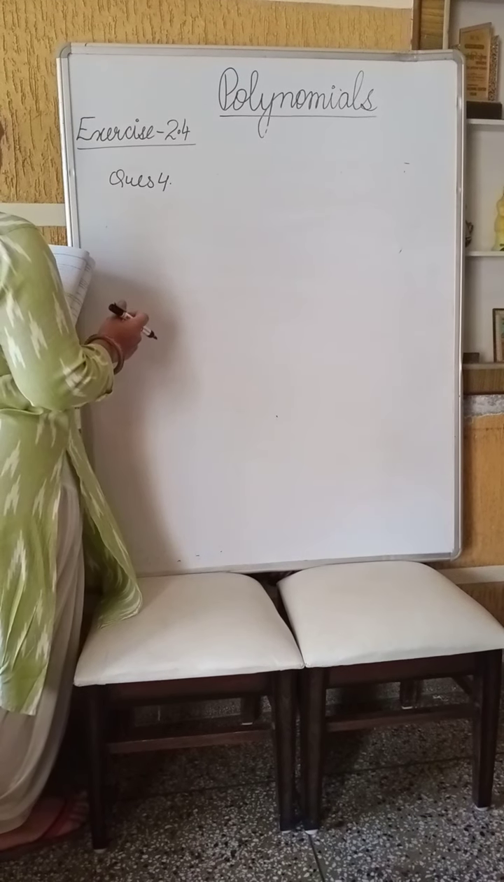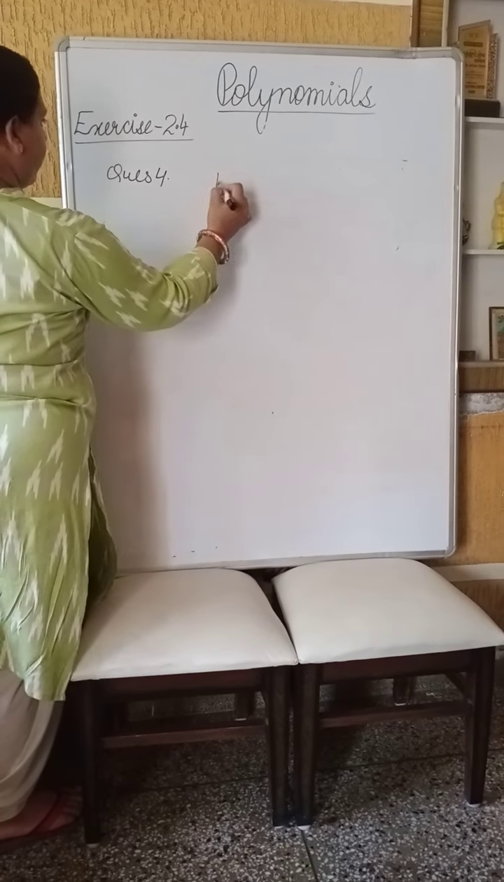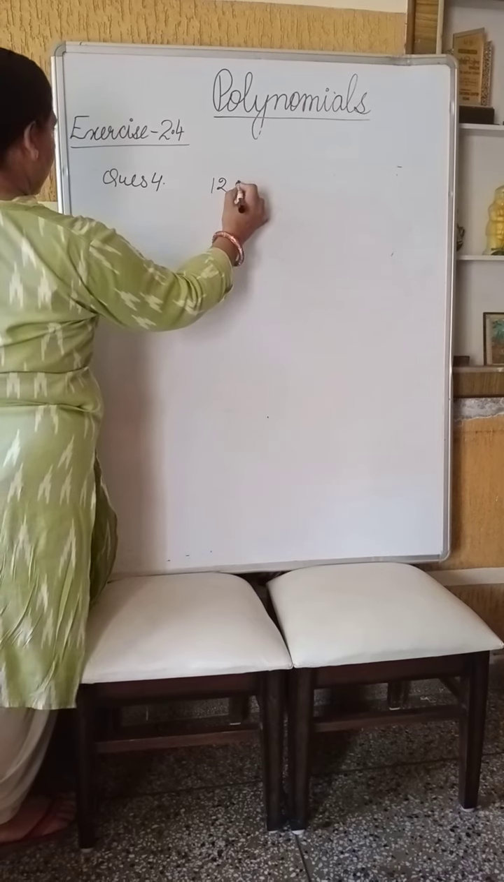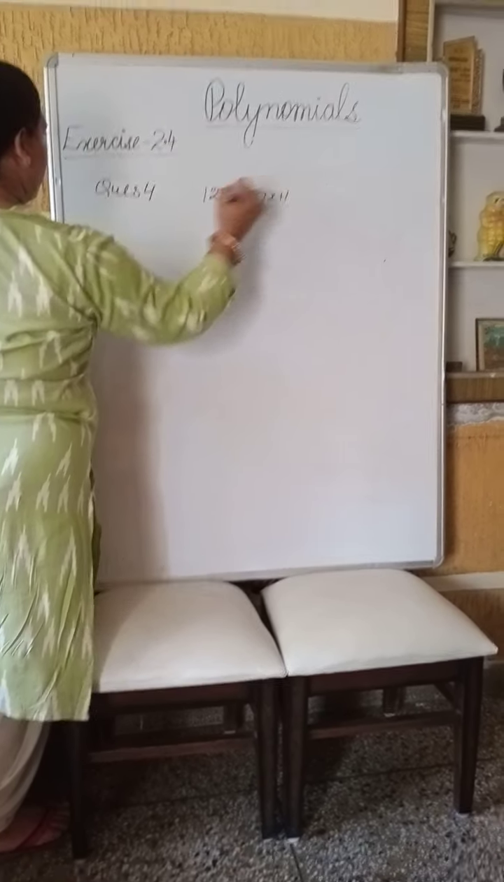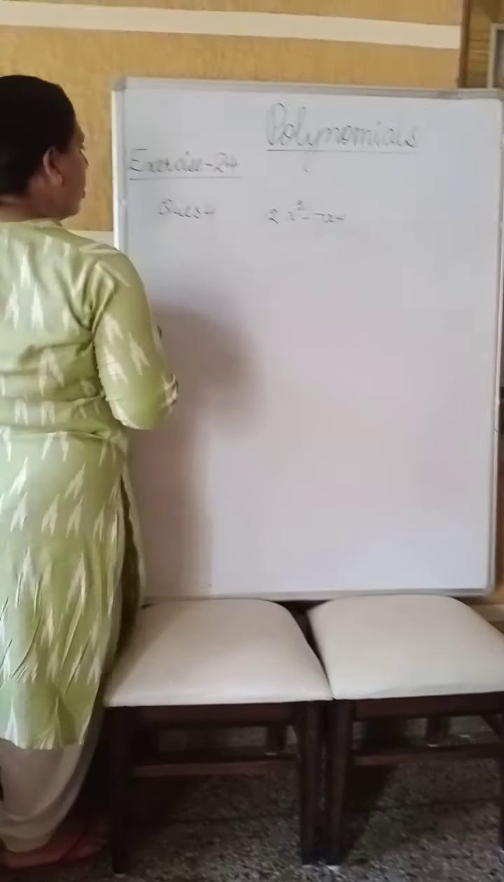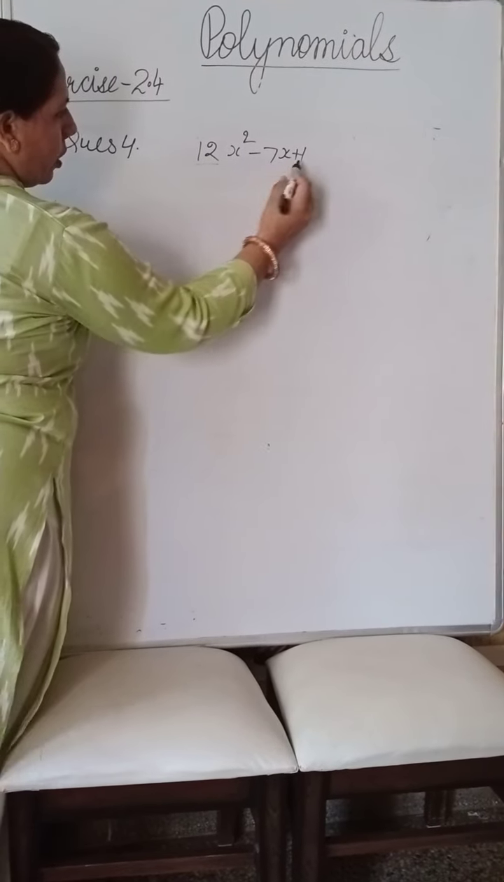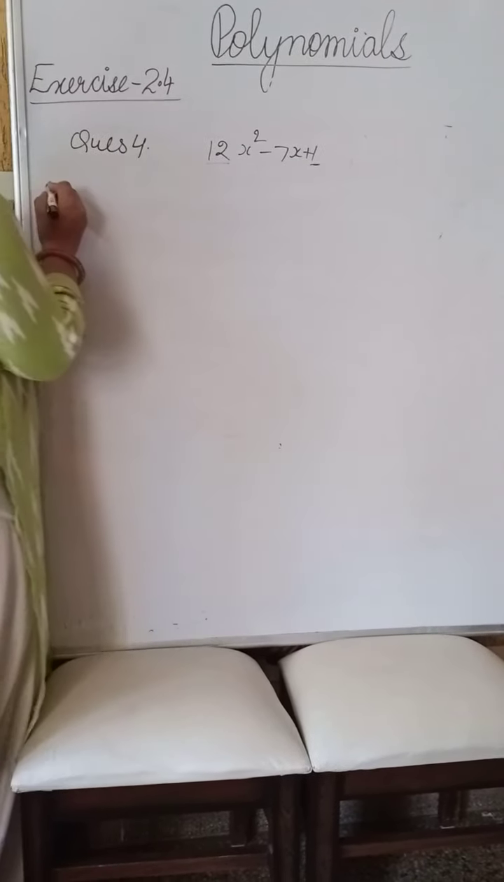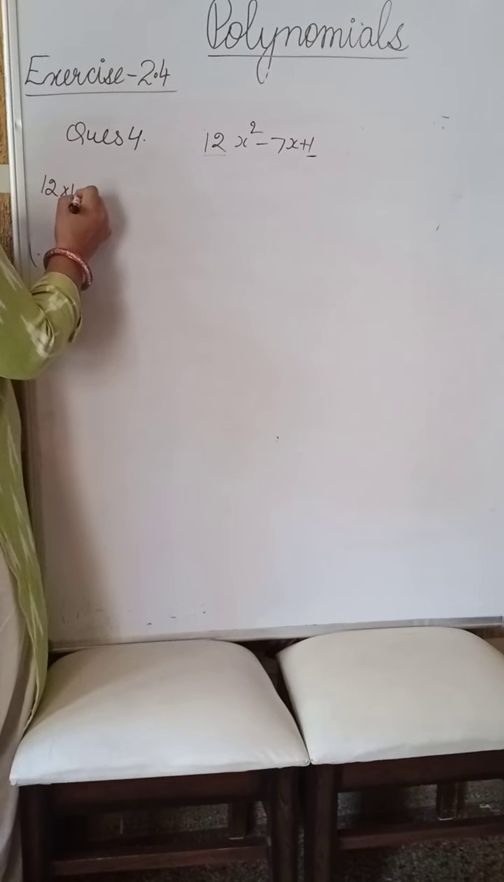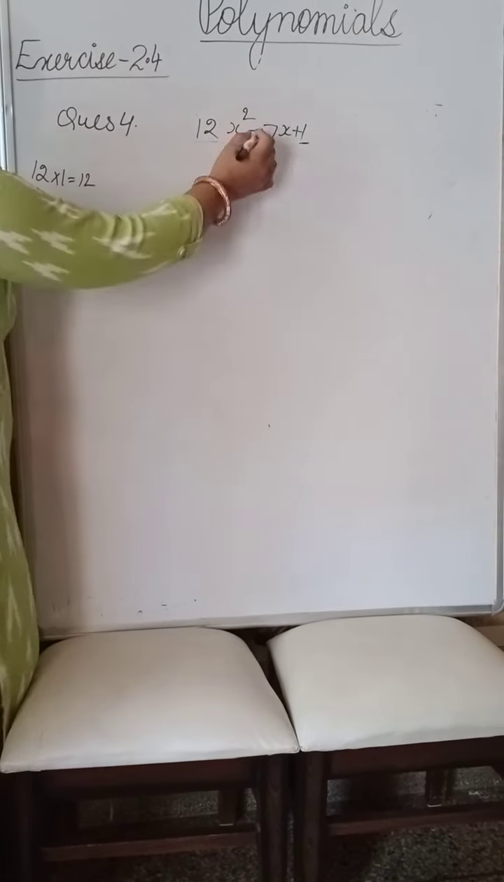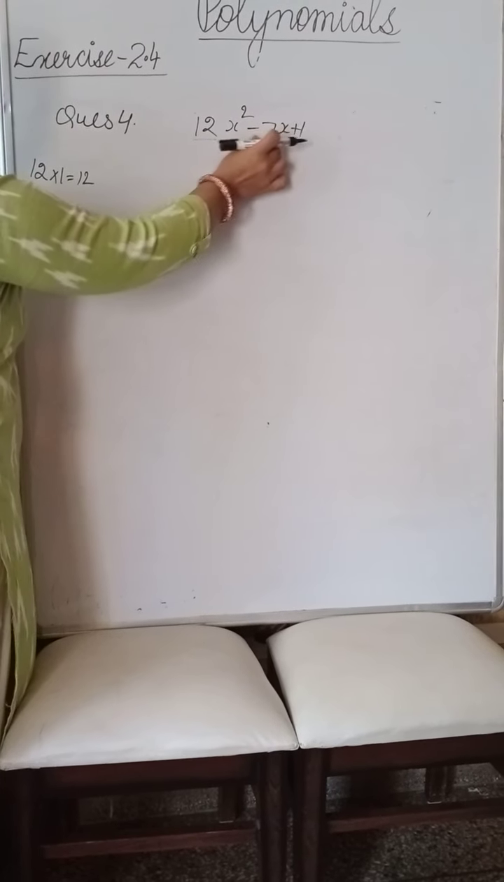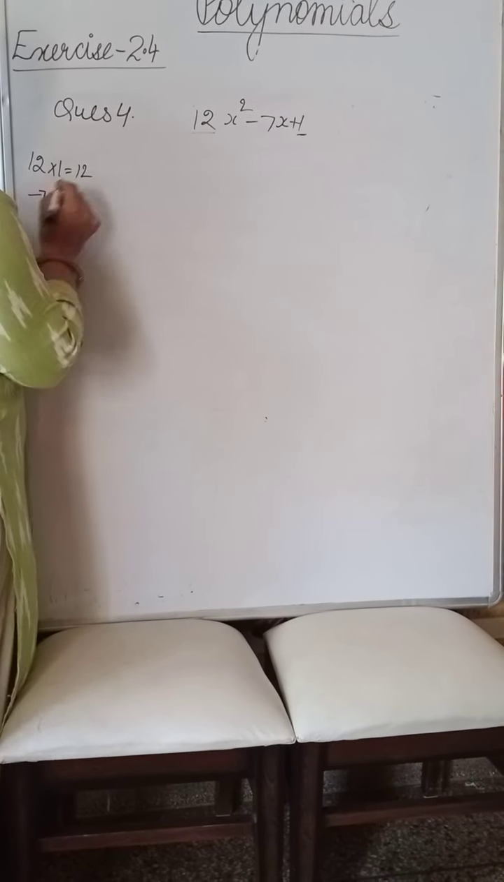Now question number 4. In this question we have to factorize the given polynomial: 12x square minus 7x plus 1. So students, how will you factorize this polynomial? First of all, take the product of these two terms. 12 into 1, that will be equal to 12. And take the next term, the middle term, that is minus 7.